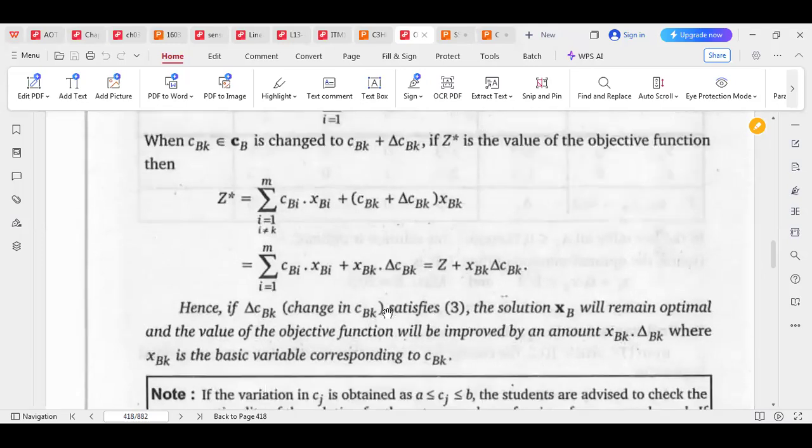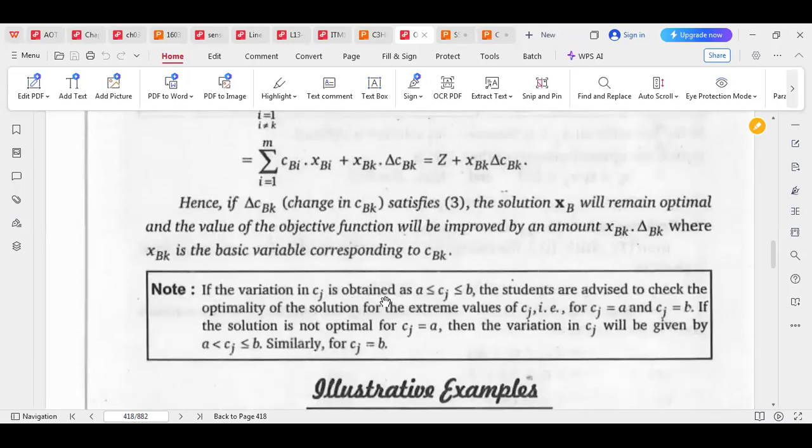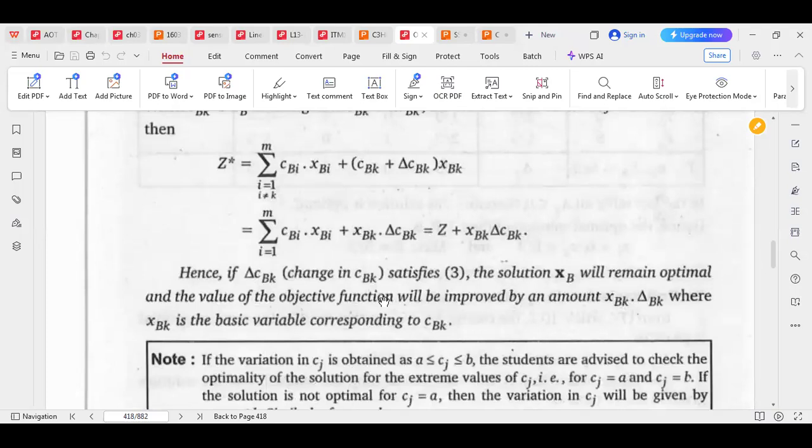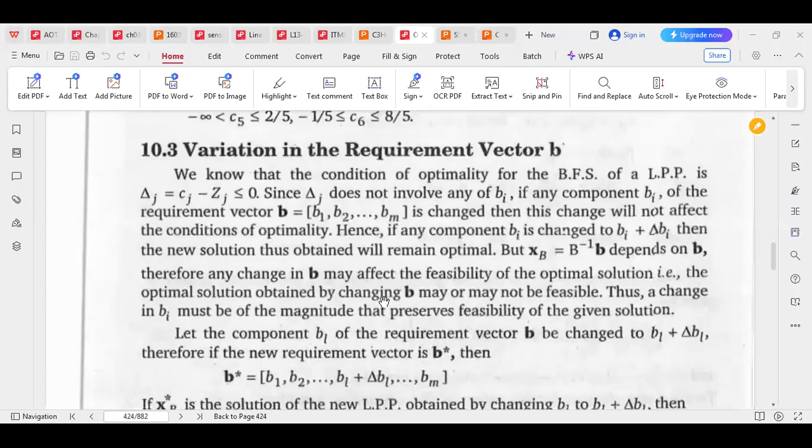Now we'll try to understand the variations in the requirement vector b, since we must know the optimality conditions for the basic feasible solution of a linear programming problem. This is the most famous of the optimality conditions: cj minus zj must be less than or equal to 0.